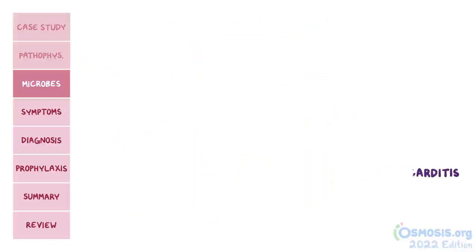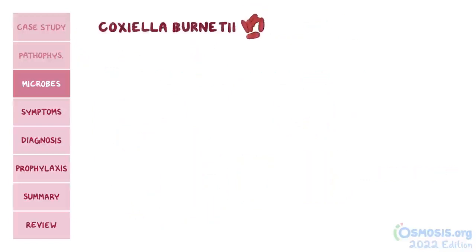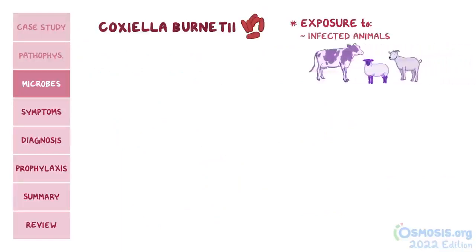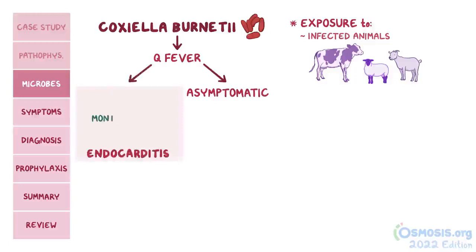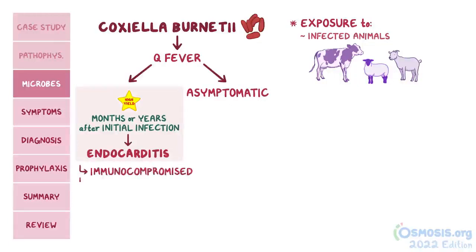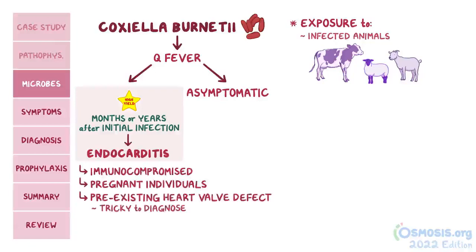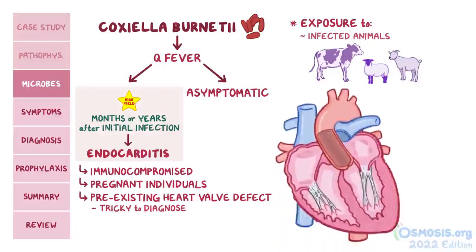An even more unusual bacteria is Coxiella burnetii, which patients typically contract after exposure to infected animals like cows, sheep, and goats. The bacteria initially causes a disease called Q fever, but the infection could be asymptomatic. What makes this hard to diagnose is that endocarditis can develop months or sometimes years after the initial infection. But usually this is in high-risk people, like those that are immunocompromised, pregnant individuals, and those with pre-existing heart valve defect, which makes it tricky to diagnose unless there's a reason to suspect it. The most commonly affected valves are the mitral and aortic valves.